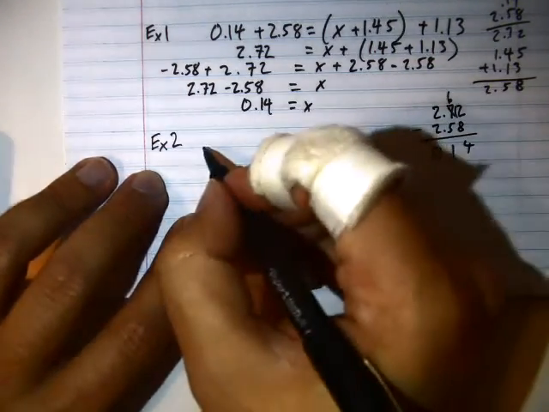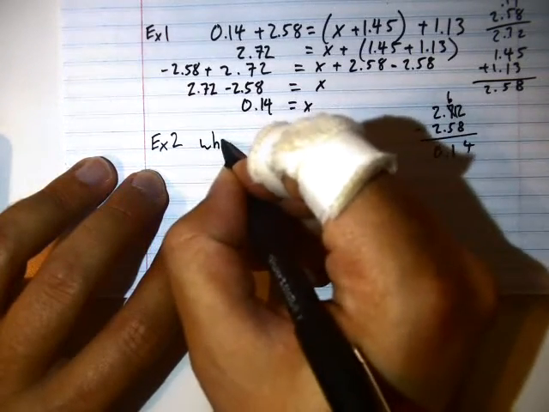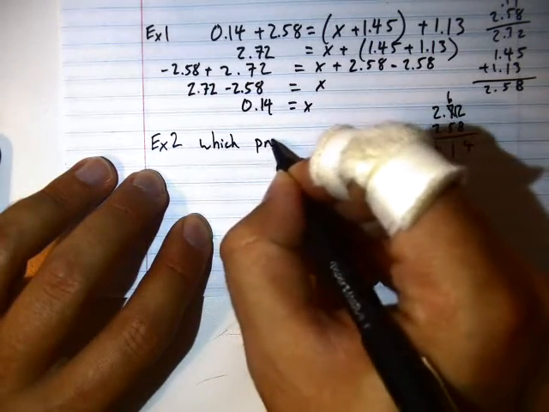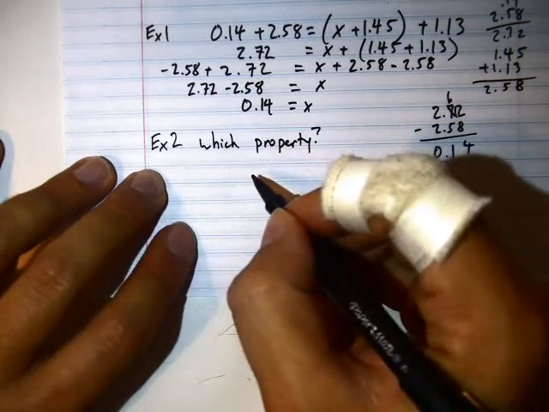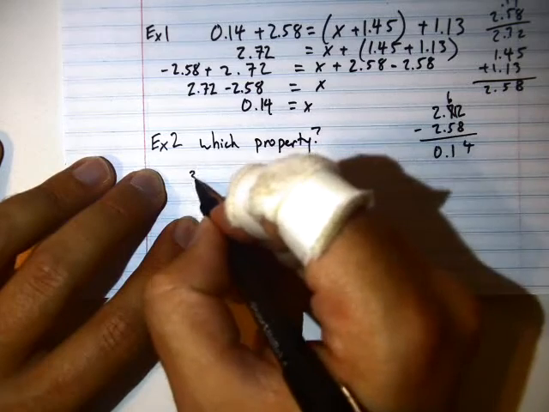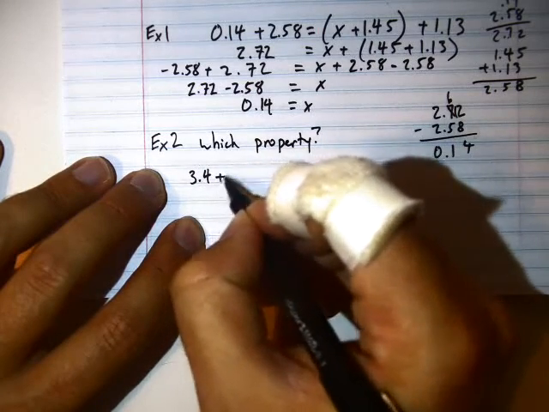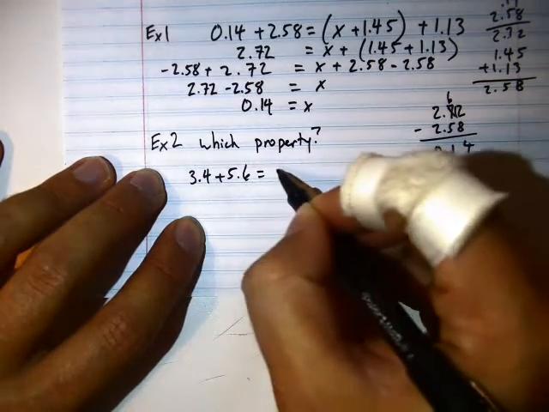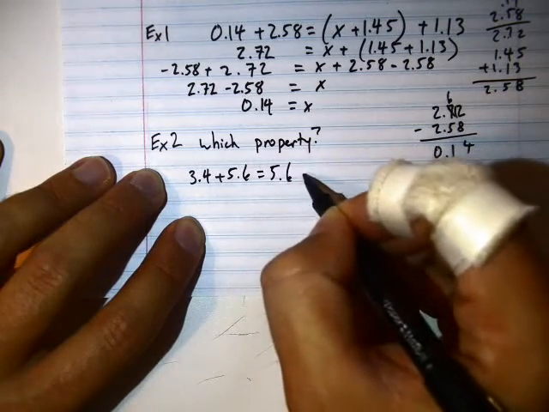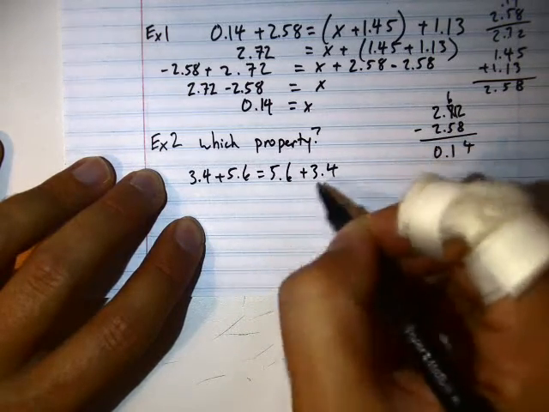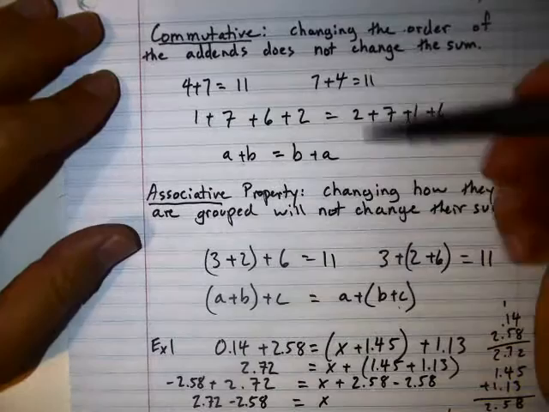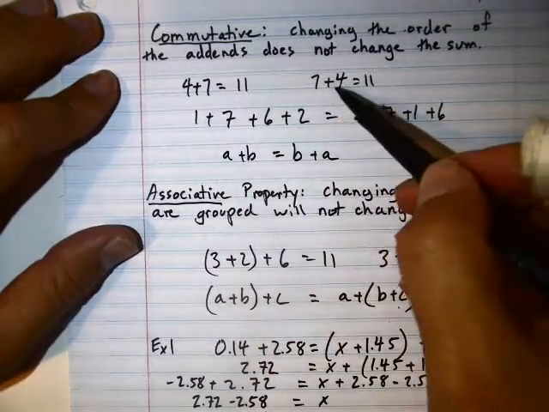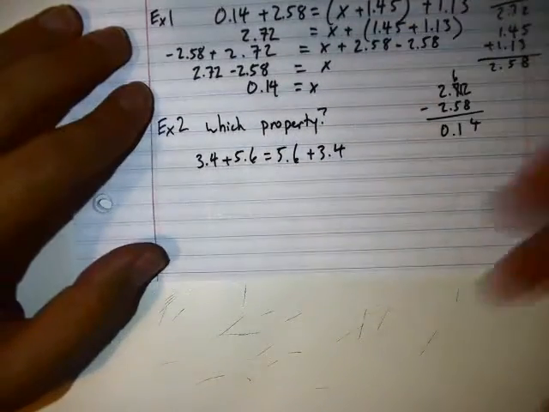So if I write which property is being used, I can write this: 3.4 plus 5.6 equals 5.6 plus 3.4. Well, it looks like I just flipped them around. They kind of moved, or they commuted. So if I go up and look at my two properties, that looks an awful lot like my commutative property. So it looks like my answer here.